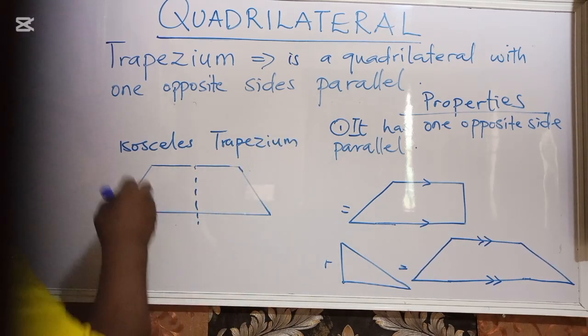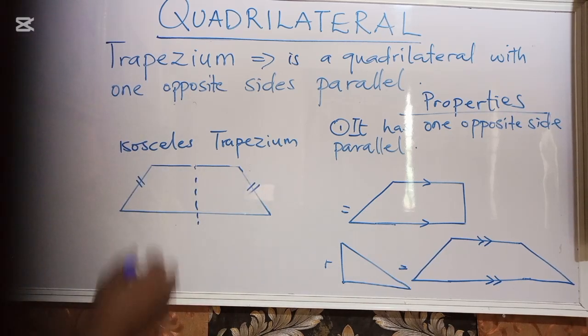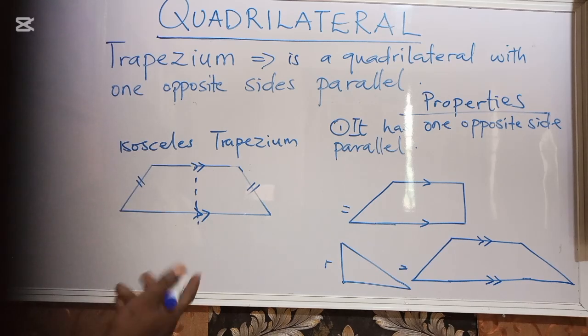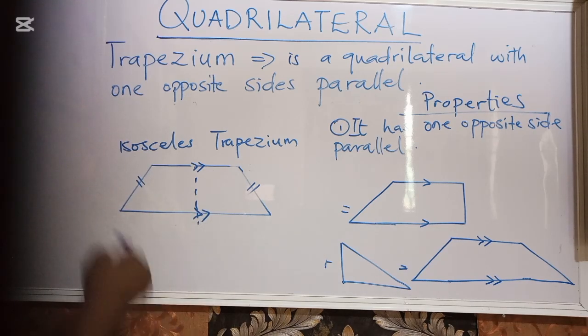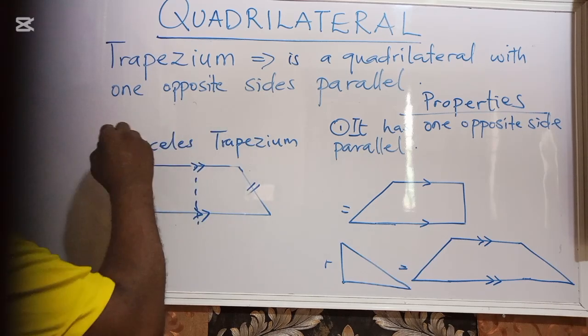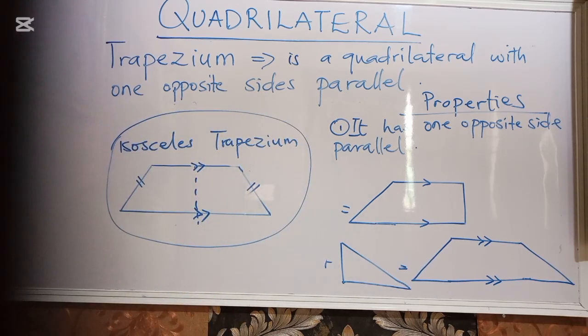Isosceles trapezium. Why? Because this side is equal to this side, and this side is parallel to this side. In an isosceles triangle, two sides must be equal. So two sides are equal. That is, we got this one from isosceles triangle. So it's going to be isosceles trapezium.